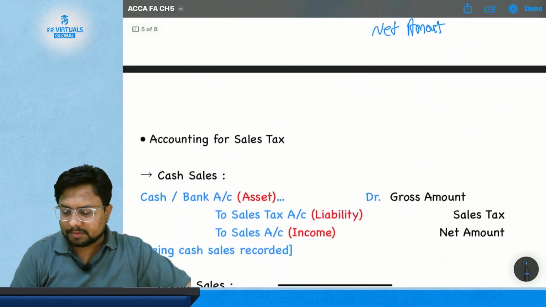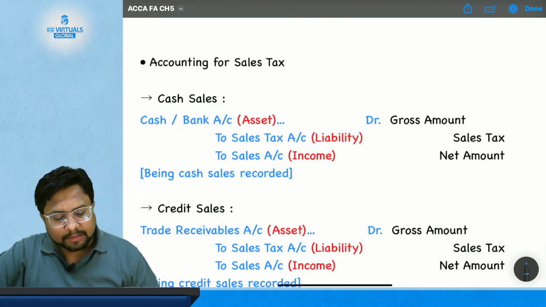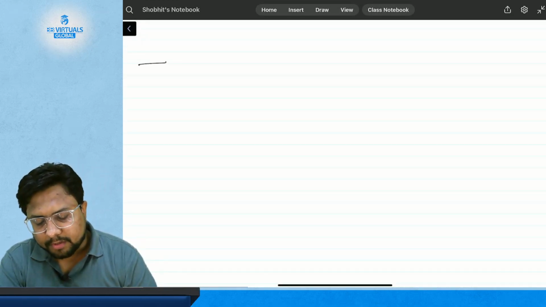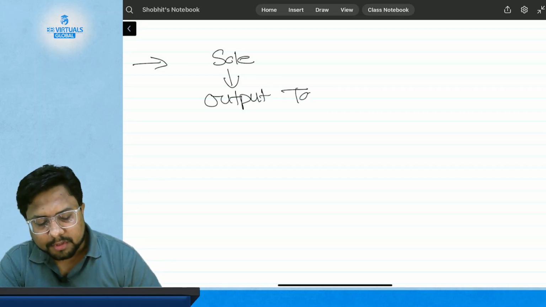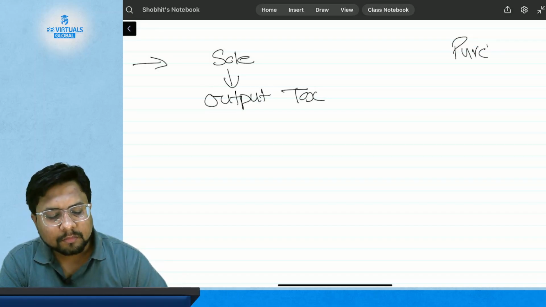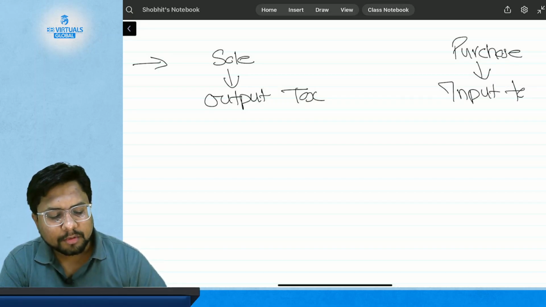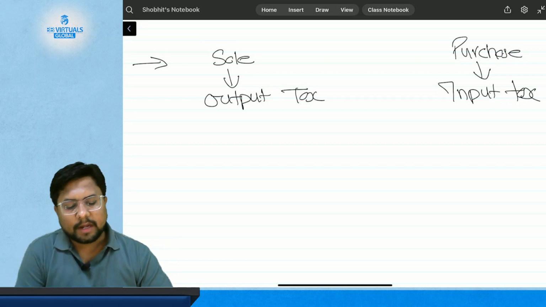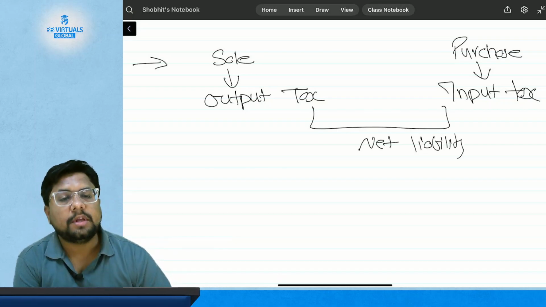Now that is the very basic. Now comes the accounting of sale tax. Before starting the accounting of sale tax, you need to keep two things in your mind. First, sale will result in output tax, whereas purchase will result in input tax. Sale will result in output tax, purchase will result in input tax, and the difference of both is the net liability.